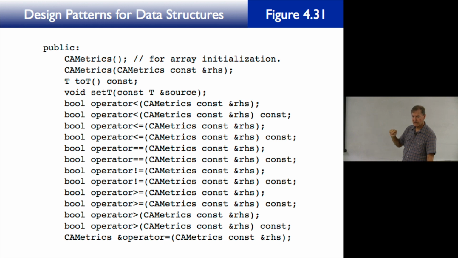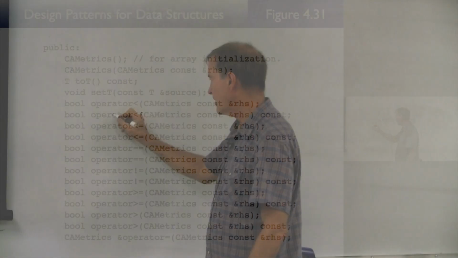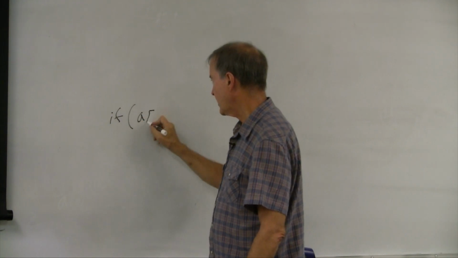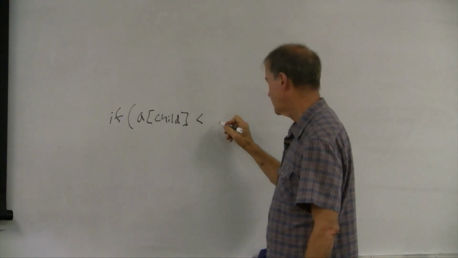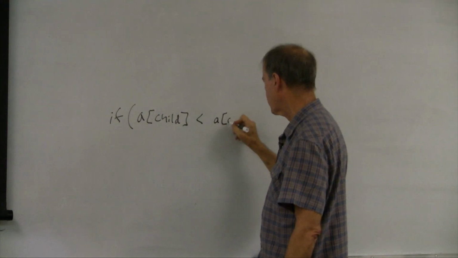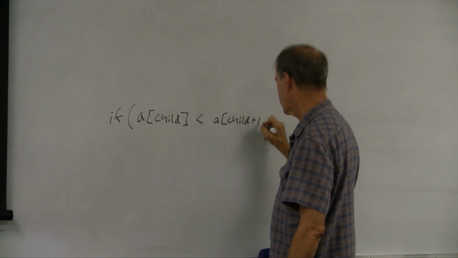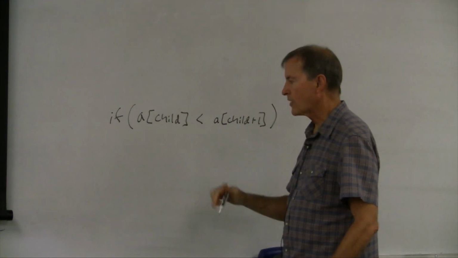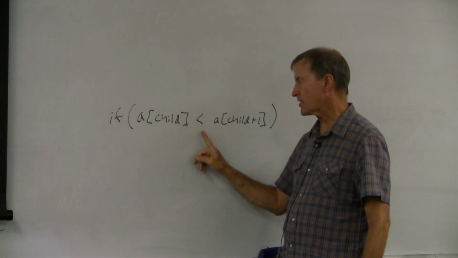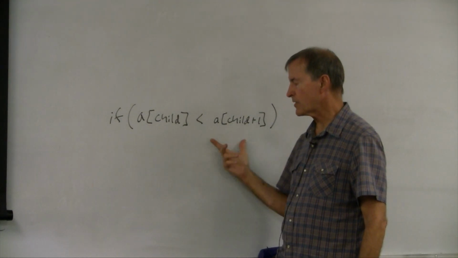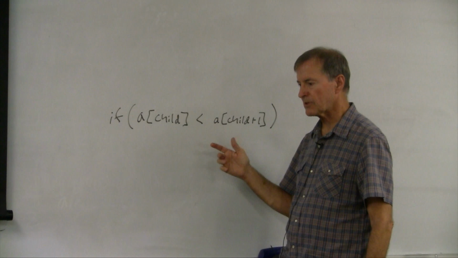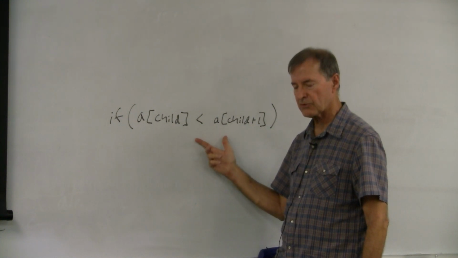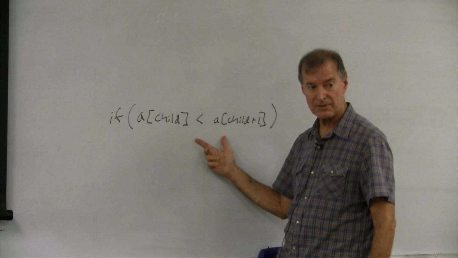Are you with me? So what happens is if you say if A subchild is less than A subchild plus 1 or whatever, then what the compiler does is it takes a look at this less than. If this were an int and this were an int, it would generate code for an int less than. If this were a double and this were a double, it has built into it the ability to generate code for a comparison of two doubles, which are stored differently than the way two ints are stored. Are you with me?